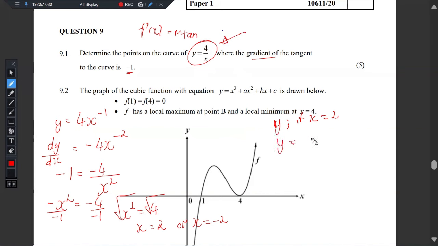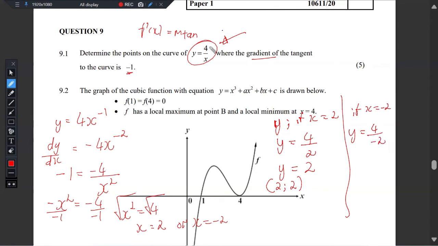So this is y is equal to 4 divided by 2, so your y is equal to 2. That means this set of coordinates is (2, 2). Now, if x is equal to -2, we have y is equal to 4 divided by -2, still substituting here. So my y is -2. That means this set of coordinates would be (-2, -2). Right. So that's how you were supposed to go about tackling that one.